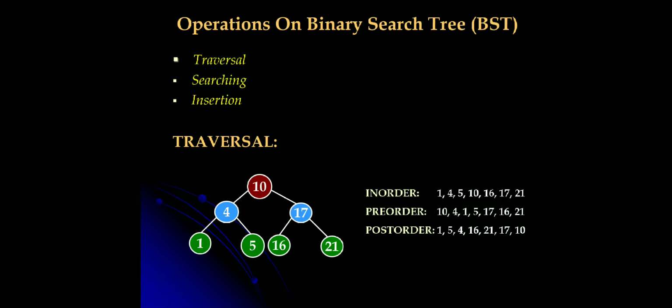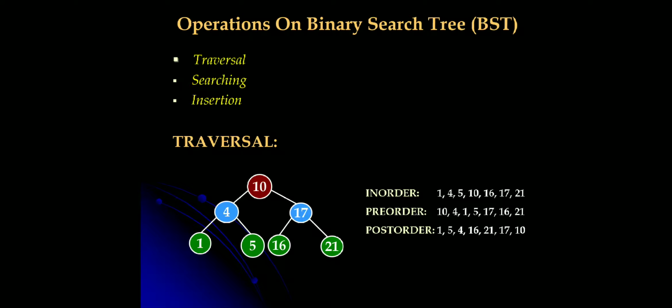You can observe here, this is a binary search tree. At all the levels it is satisfying the BST property. And what is the in-order traversal for it? 1, 4, 5, 10, 16, 17, 21. So this is a sorted list you are getting. So if you want this ascending ordered list, then go for traversing the BST in order.